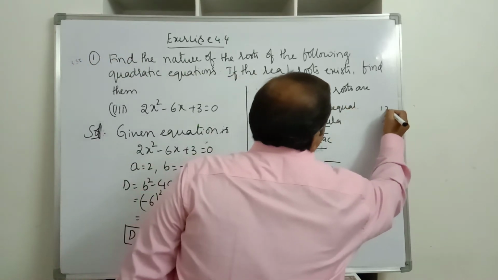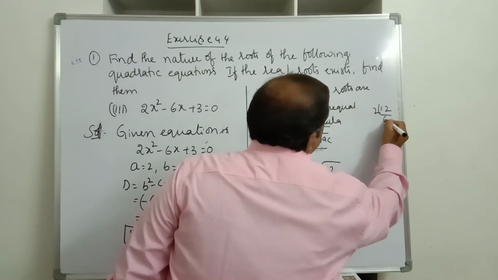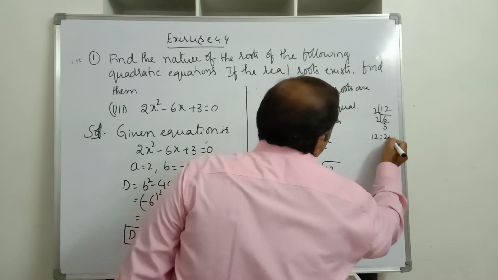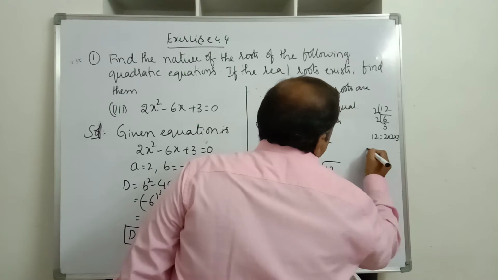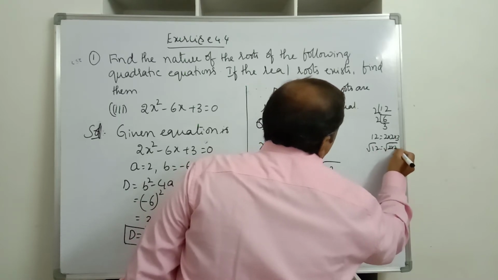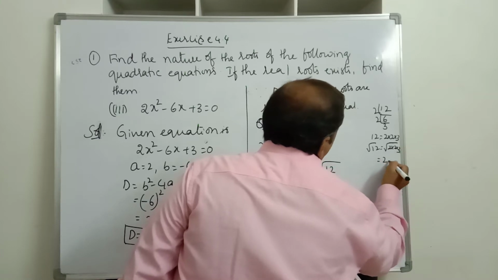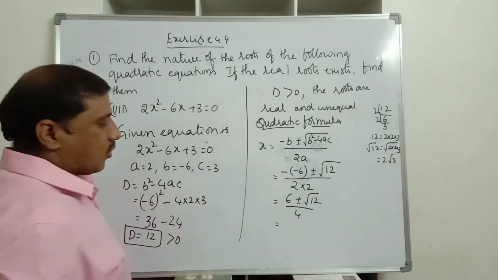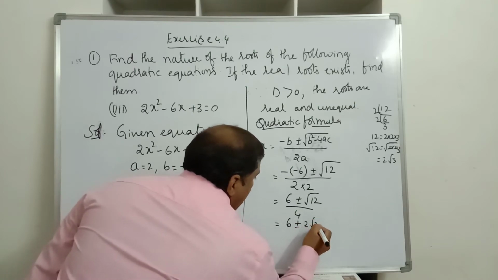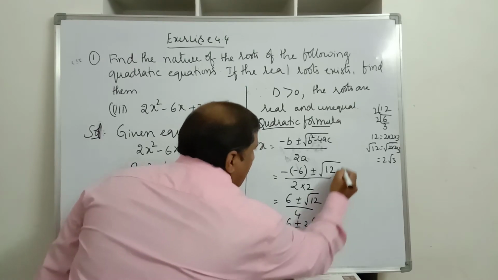So the prime factorization of 12 is 2 × 6 = 12 and 2 × 3 = 6. Therefore 12 can be written as 2 × 2 × 3. That is, root 12 can be written as square root of 2 × 2 × 3, which is 2 root 3. Therefore it will be 6 plus or minus 2 root 3 divided by 4 is x.